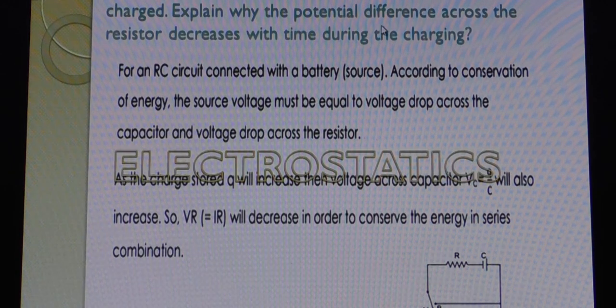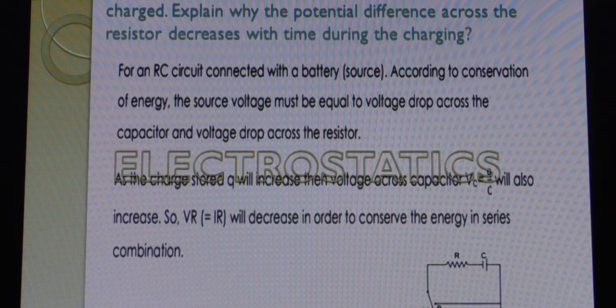Explain why the potential difference across the resistor decreases with time during the charging. For an RC circuit connected with a battery source, according to conservation of energy. What do you mean by conservation of energy? Energy in the total system remains constant. The source voltage must be equal to the voltage drop across the capacitor and the voltage drop across the resistor.